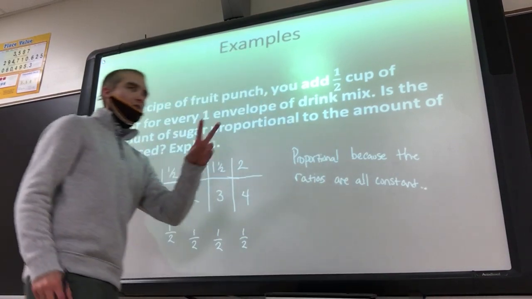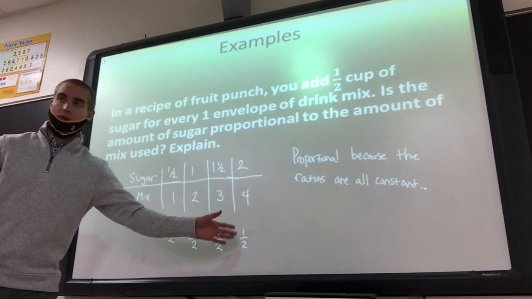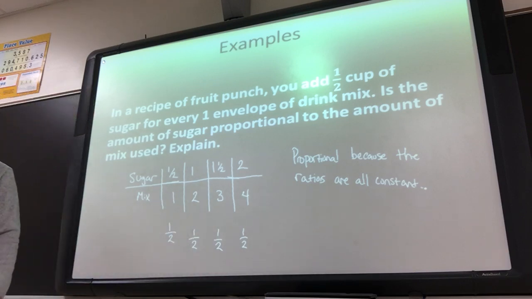So remember, those are the 2 different reasons you can give for it being proportional. Constant ratios, remember, constant means the same. So it's the same ratio, which is 1 to 2 or 1/2. Or you could say it's the same unit rates. Okay? So any questions there?